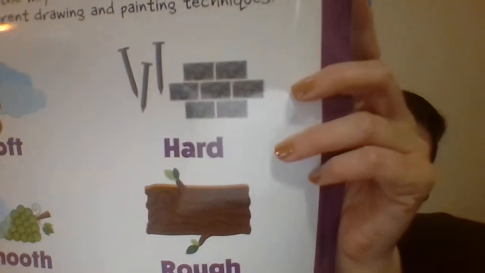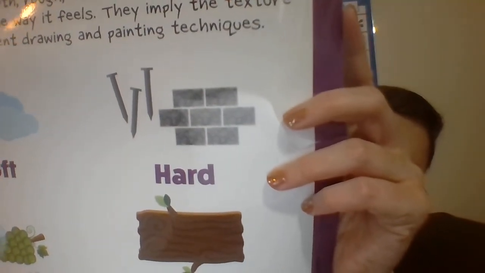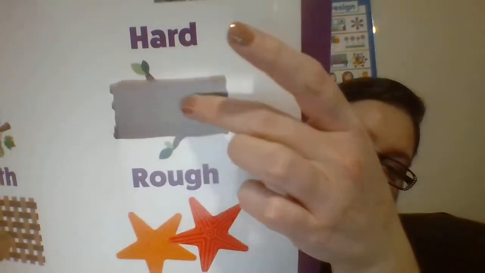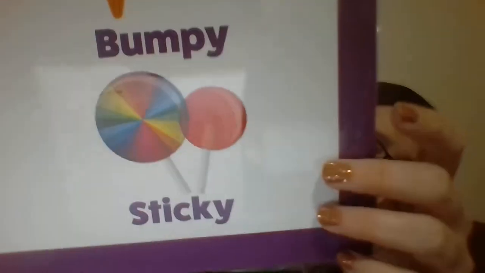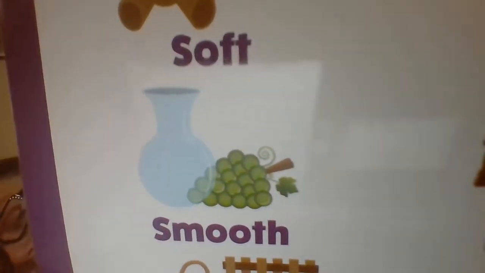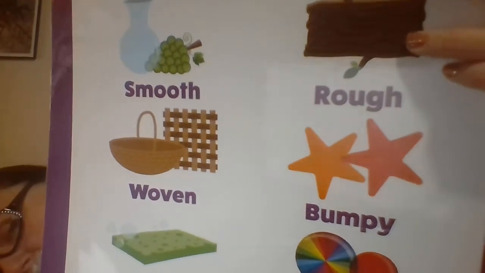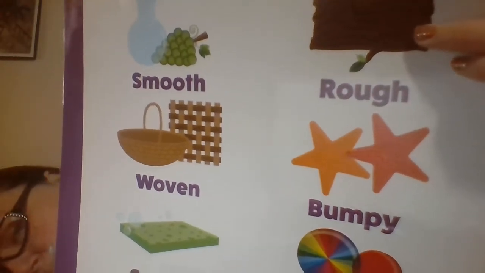So we've looked at the soft little bear or the clouds. Here are hard bricks or nails. There is rough tree bark. Here are bumpy sea stars and sticky lollipops. Here we can see smooth vase or grapes. Here we can see woven basket or fabric, and then there we can see some spongy sponge.